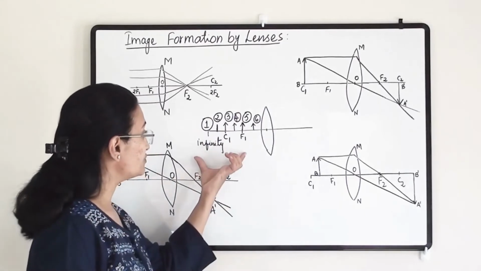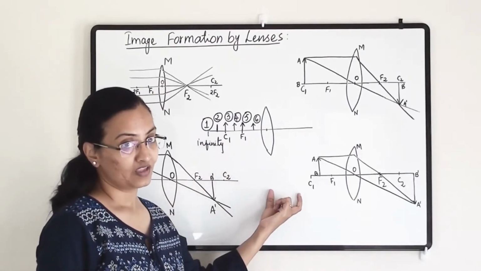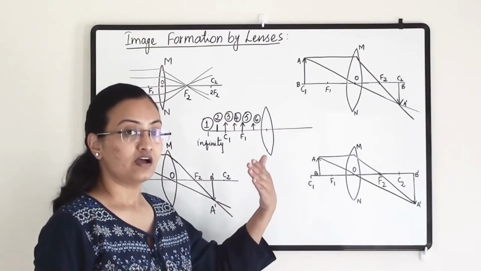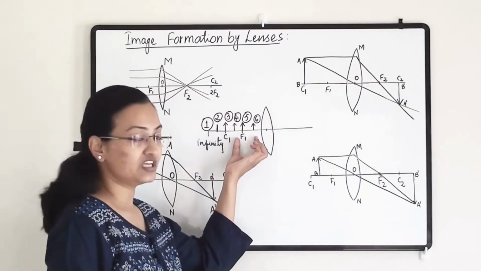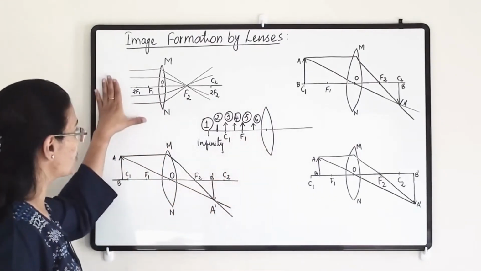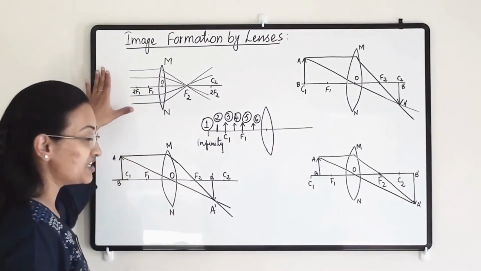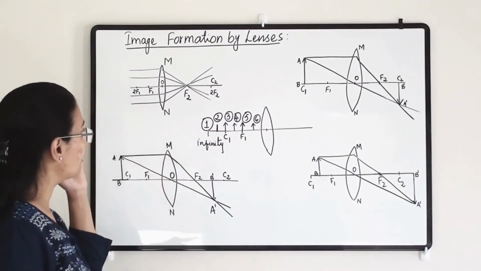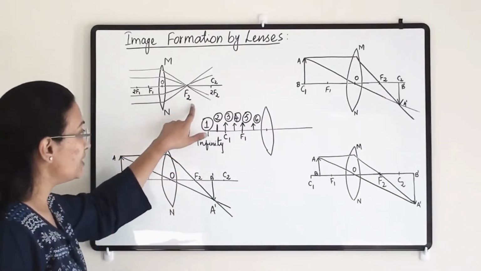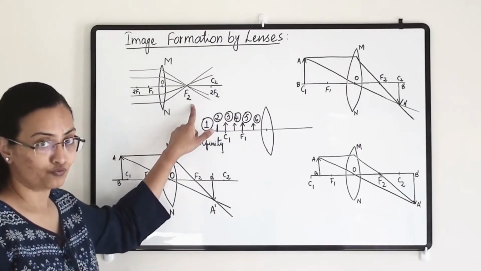Here we are going to discuss all these 6 cases for convex lens. So here I have shown the 4 cases, and after this we are going to study the 5th and 6th case. So let us start from the first one, which we have already discussed: when the objects are at infinity and all the parallel rays are falling on the convex lens, we will get the image at the focus point.